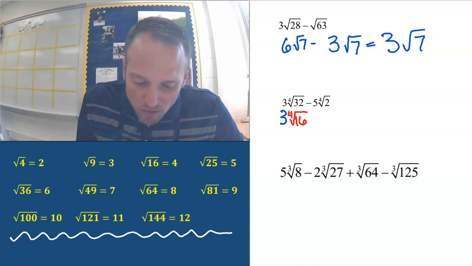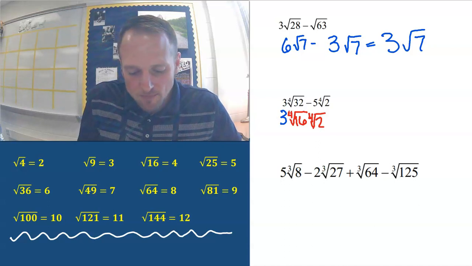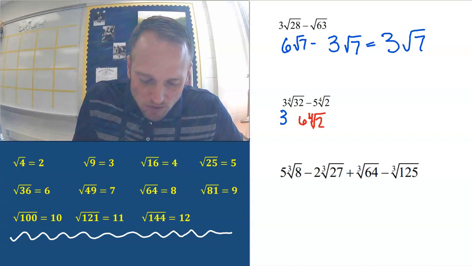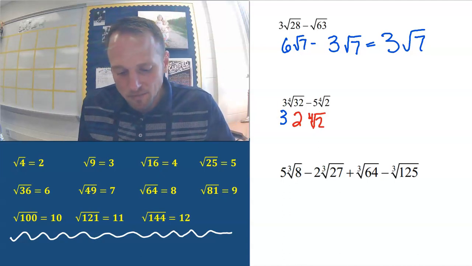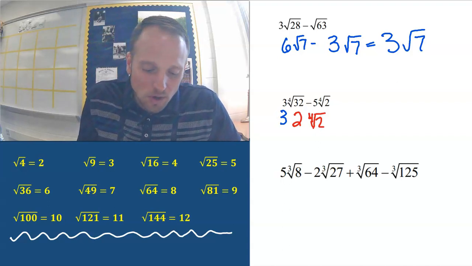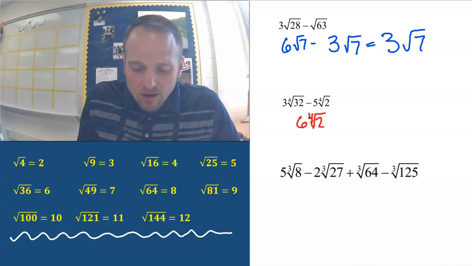So the fourth root of 32 I can write as the fourth root of 16 times the fourth root of 2, because 16 times 2 is going to give 32, right? So what is the fourth root of 16? Well, the fourth root of 16 is just 2. 2 times 2 times 2 times 2 is going to be 16. So now 3 times 2, that's just going to be 6. So this is just going to be 6 times the fourth root of 2.